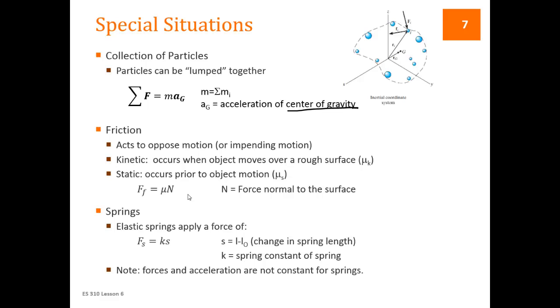The other thing that can create forces often are springs. So we've got elastic springs. They create a force based on how much they're stretched or compressed. So s is the change in spring length. There's nothing special about s. You could call it x, you could call it delta L, whatever you want to call it, but that's the distance that the spring is stretched or compressed. k is the spring constant for that spring, which is usually given to you.